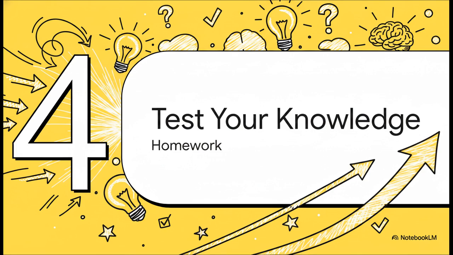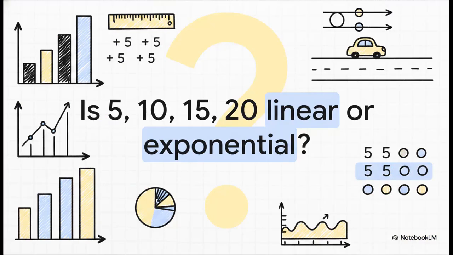Let's test your knowledge. Time to put all this into practice with a few quick, interactive homework questions. Question 1. Identify if the pattern is linear or exponential. 5, 10, 15, 20. Okay, think about it. Are we adding or multiplying here? Because we're just adding 5 each time, this is a very steady, linear pattern.